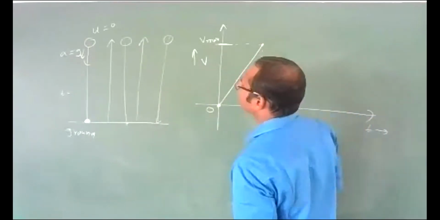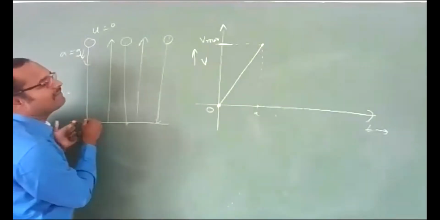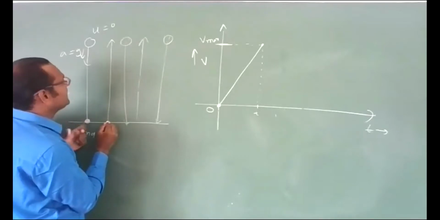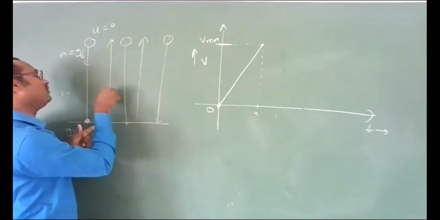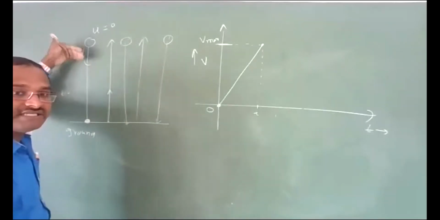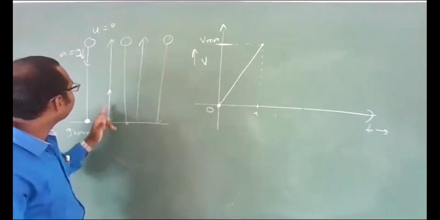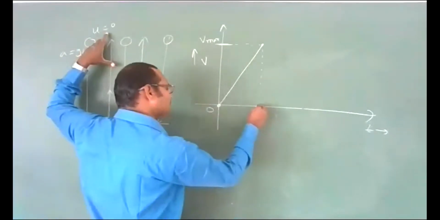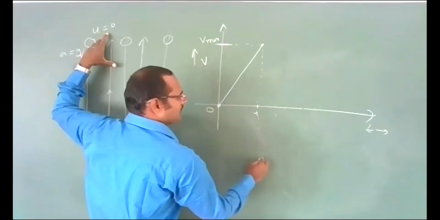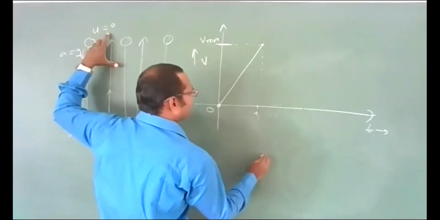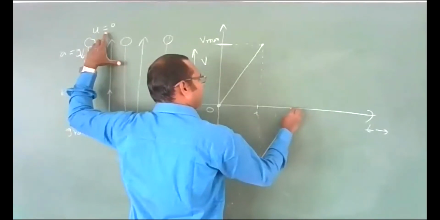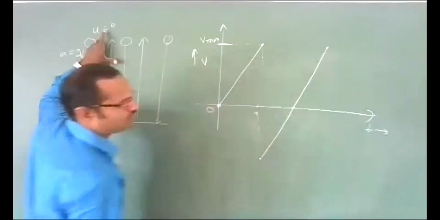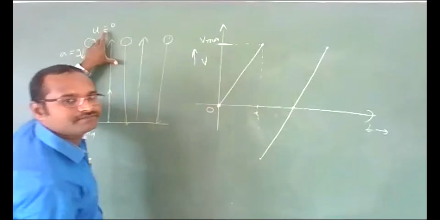Now, once it reaches the maximum velocity, what will happen? With that velocity, it is going up. First time it is going down, now it is going up like this. Clear? Now from this point, it is going up. Velocity becomes zero and then reaches the maximum velocity again like this. This point understood? What I have drawn?